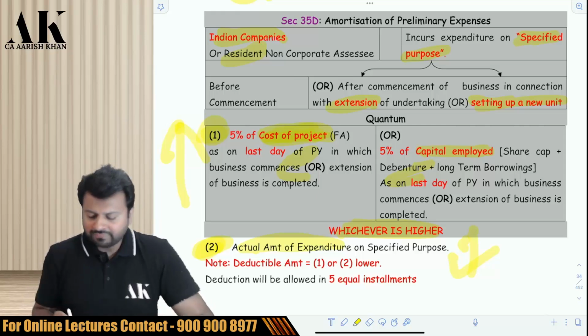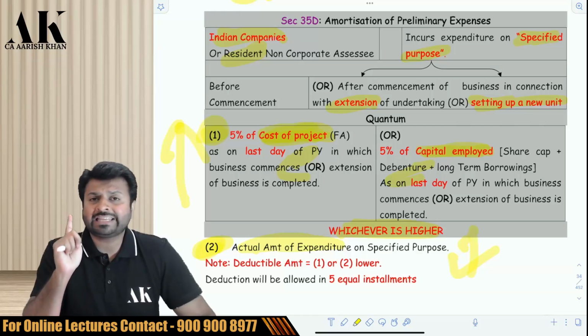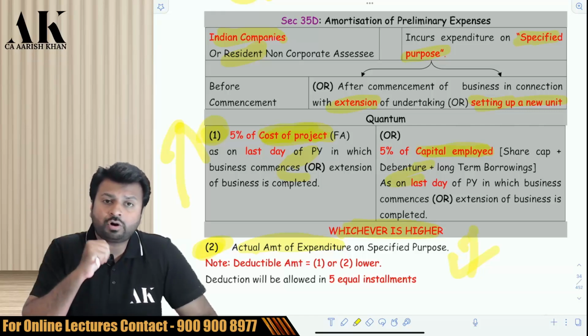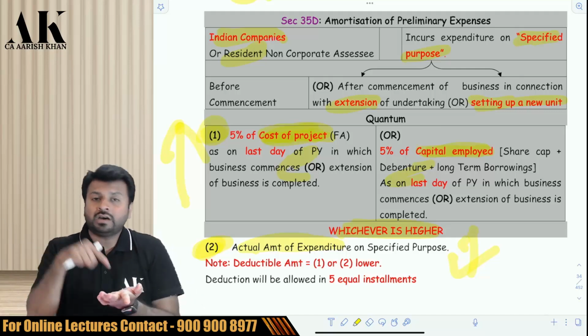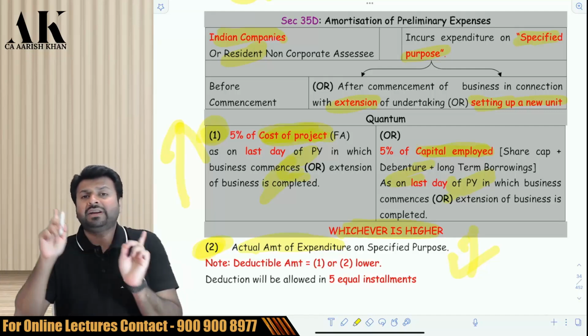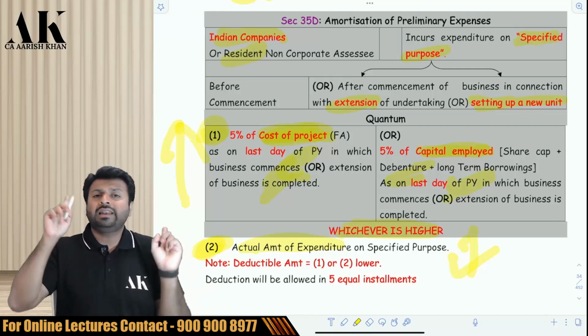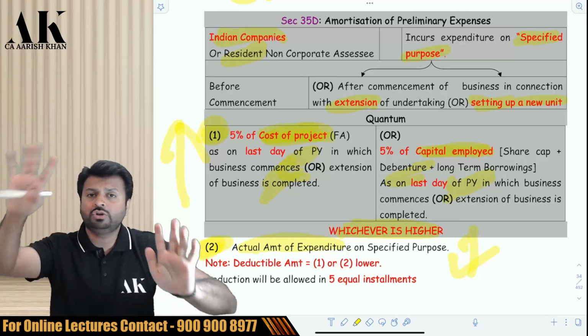Similarly, 5% of capital employed. What all will capital employed include? Capital employed will include share capital, debenture, as well as long-term borrowing. On which date do I take that? You have to take that on the 31st of March of the year in which you commenced the business. So in both places you take the last day of the financial year in which you commenced the business, or made an expansion or extension, or set up a new unit, as the case may be.